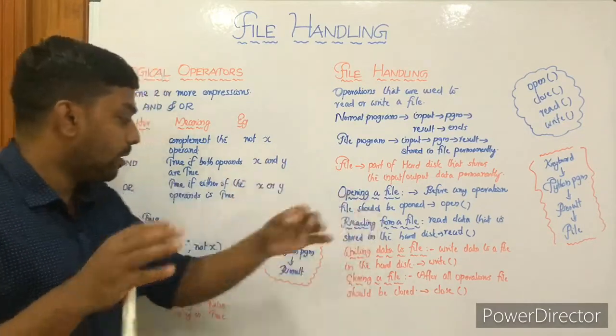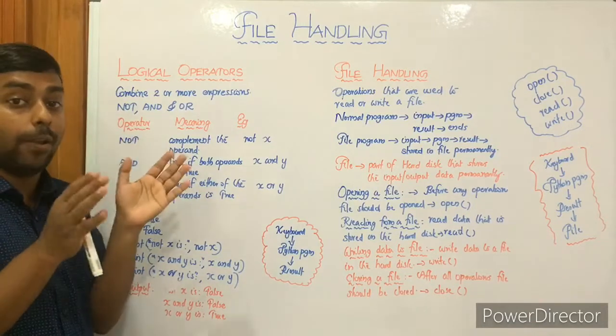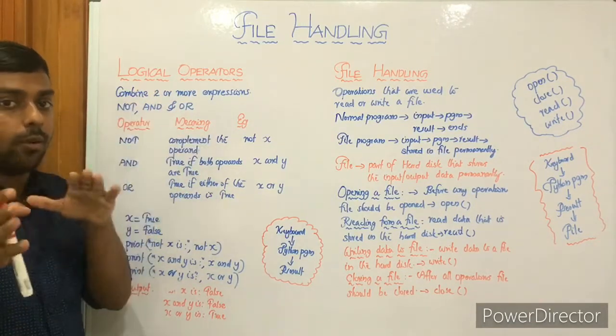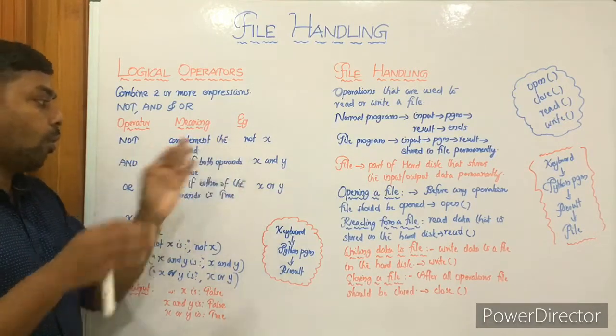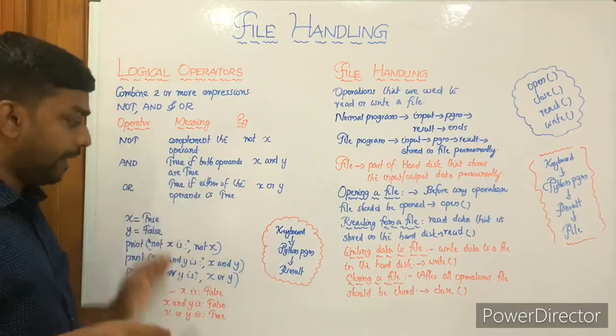So these are the different operations that can be performed on a file. Before winding up, let's have a quick revision. First, logical operators are used to combine two or more expressions. Not, and, or are the operators. Not is unary, and and or are binary. Not complements or negates, and gives you true if all the inputs are true, or if any of the inputs is true for or. We have seen an example.